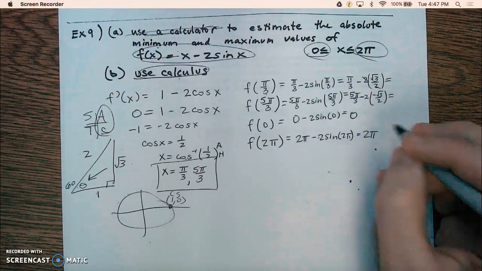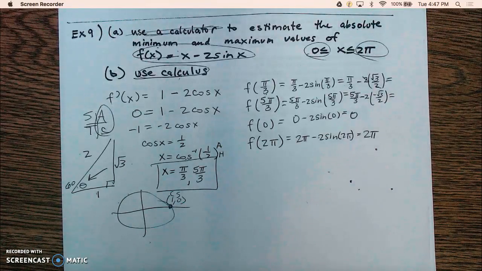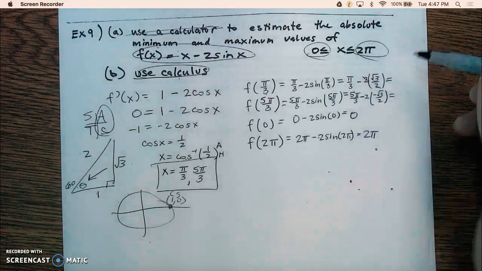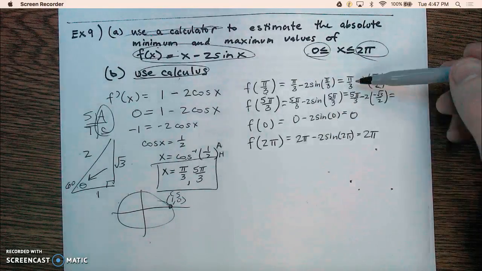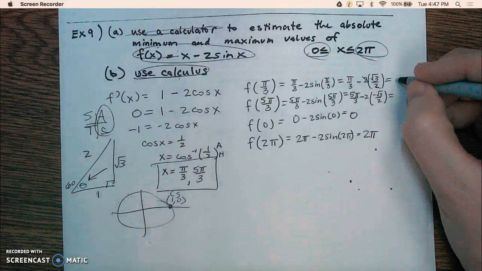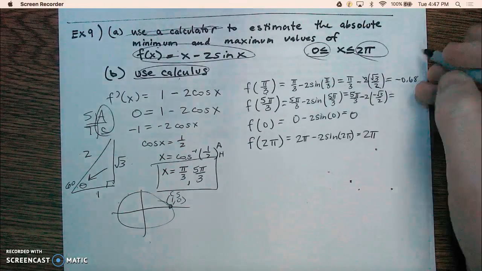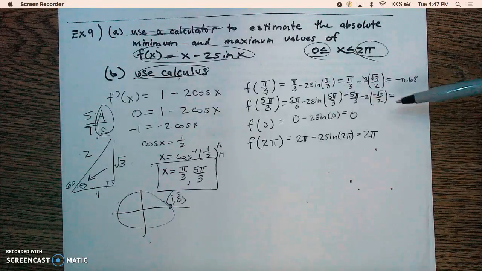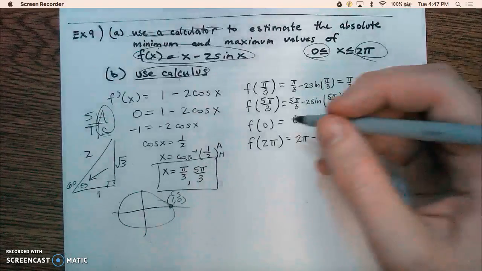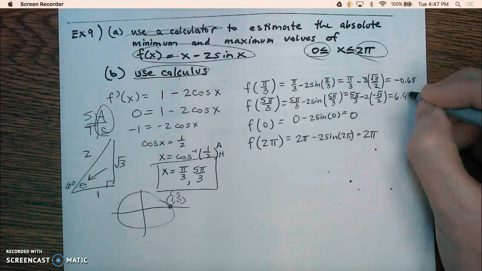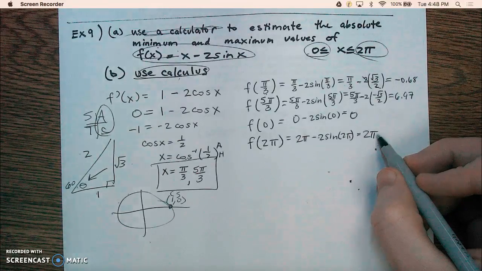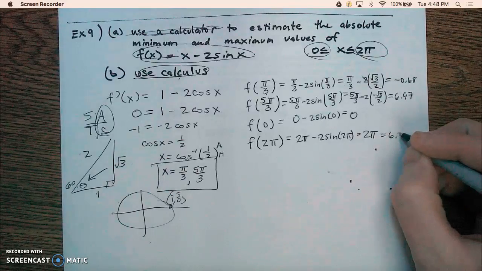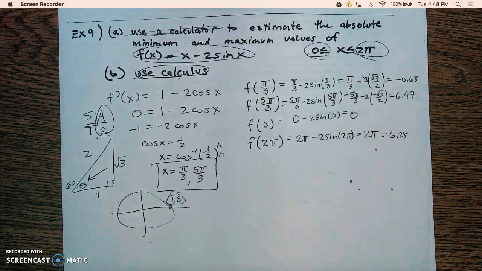All right, so then we need to figure out which number is the biggest, which number is the smallest. This is where you probably will want a calculator to figure out what's the smallest and what's the biggest. When you do pi over 3 minus radical 3, you end up getting negative 0.68. When you type in 5 pi over 3 plus rad 3, you're going to get 6.97. And then we know pi is 3.14, so 2 times pi is 6.28. And then we just pick out our biggest one, which is this one.